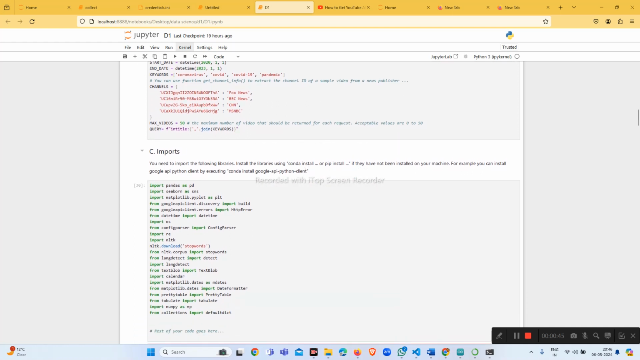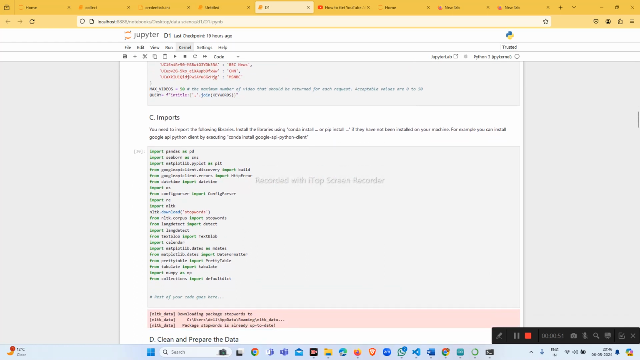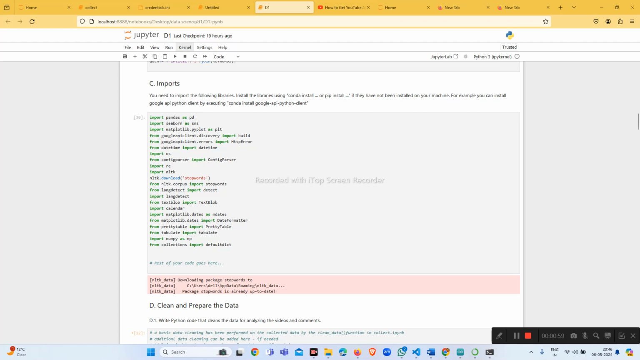Then import. In this code, we have imported various Python libraries essential for data analysis, processing, visualization, and interacting with the YouTube Data API. It includes pandas for data manipulation, seaborn and matplotlib for visualization, the API for natural language processing, and other libraries for additional functions such as text analysis and data formatting. These libraries collectively provide a comprehensive toolkit for processing and analyzing the data from various sources, including the text and video data from the web.